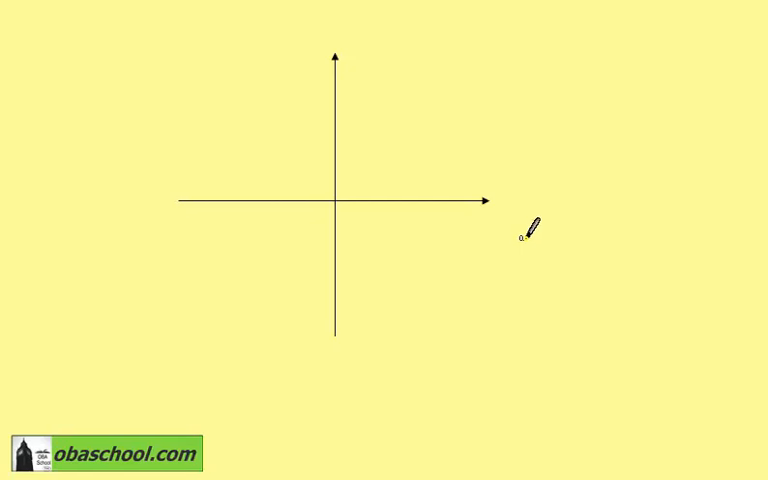The x and y axes split the plane into four distinct quadrants. We could call these quadrants Quadrant 1, Quadrant 2, Quadrant 3, and Quadrant 4.